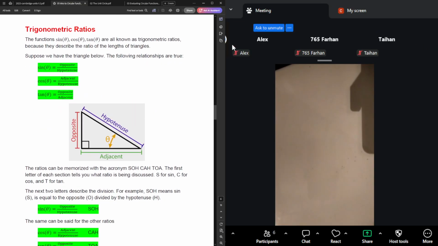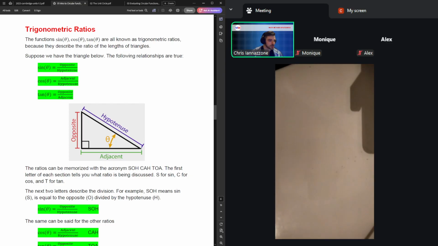Cool. Next up, just a refresher on the trig ratios. This was that SOHCAHTOA stuff that I was talking about before. SOHCAHTOA is the acronym that is a way which you can memorize how the trig ratios are calculated with respect to the side lengths of a triangle. So sine being the opposite over hypotenuse, that's the SOH. Cos being adjacent over hypotenuse, CAH. And then TOA for opposite over adjacent.